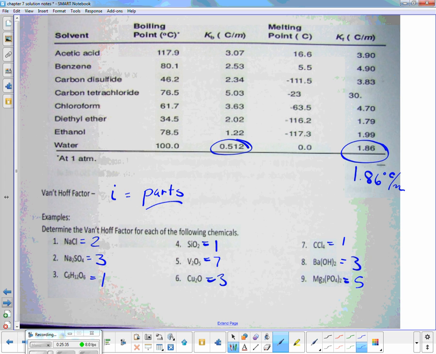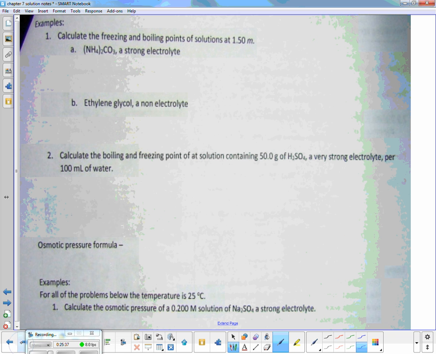Okay, so going forward, to calculate the freezing point, you just plug it into that equation: delta T equals K of F or K of B times molality times I. Now you've got to be able to figure out what the I is. So what's the I on this first one in A? How many parts will it break into? 2 ammonia and 1 carbonate.